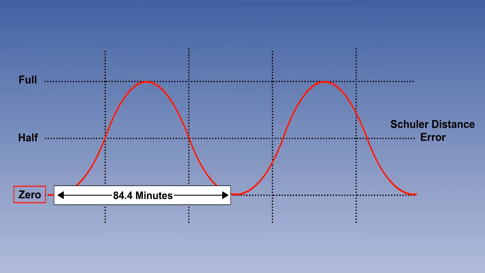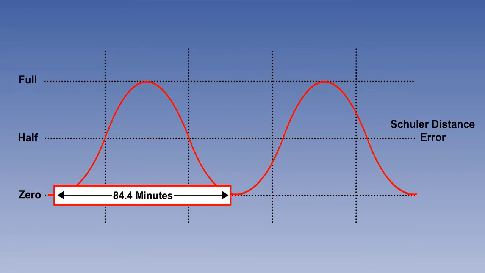The distance error starts at 0 at the moment of selecting Navigate, then increases to half of its full displacement after a quarter of a cycle, reaches its fullest displacement at the halfway point of the cycle, then reduces back to half displacement at 3/4 of the way through, and finally reduces to 0 at the end of the cycle.